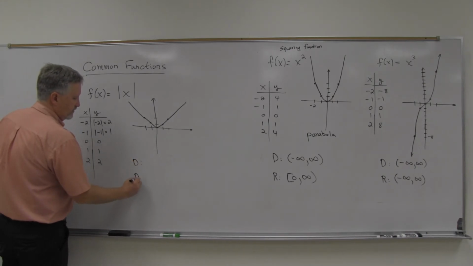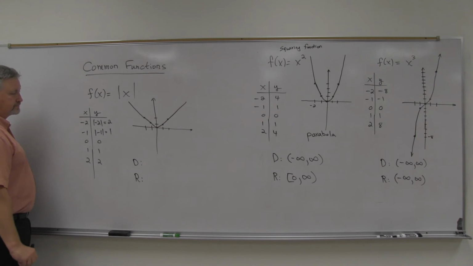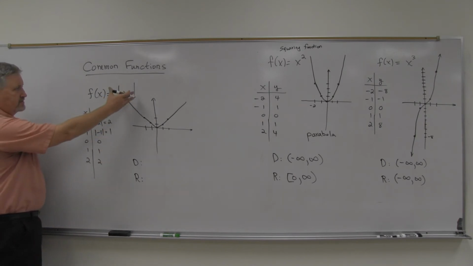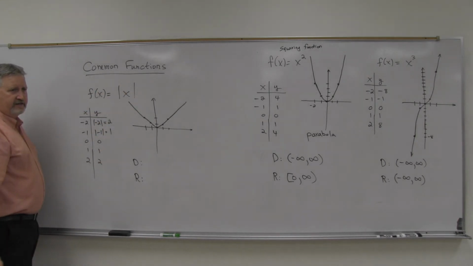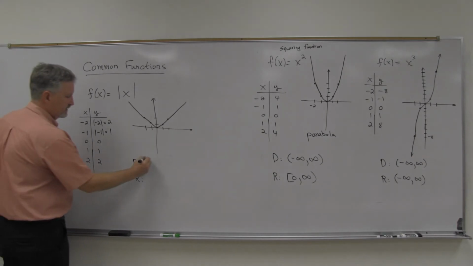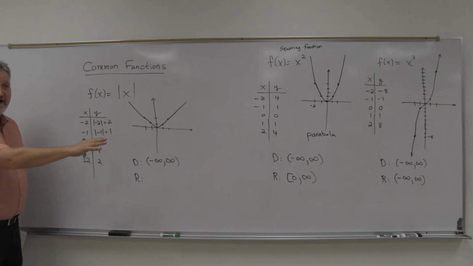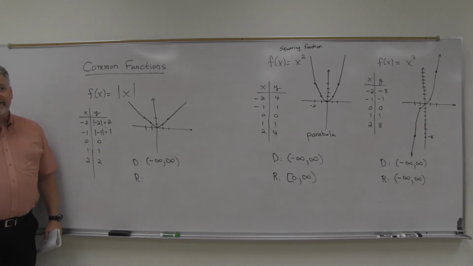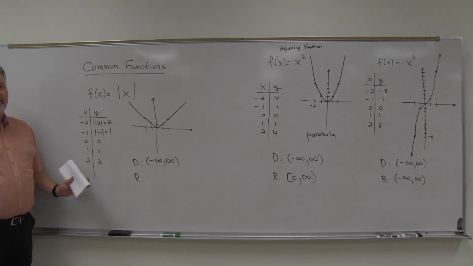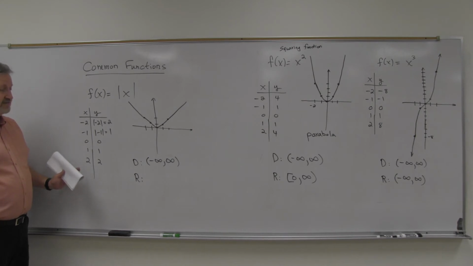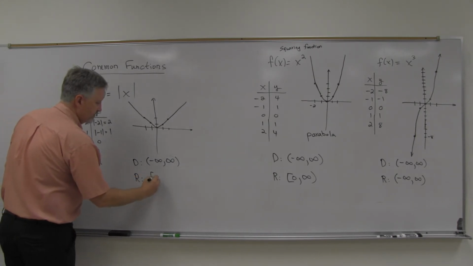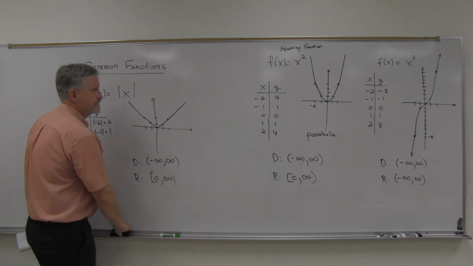And then the domain and range on that. Again, the absolute value isn't going to limit what x can be. x can be anything, still negative infinity to positive infinity. But looking at the graph or thinking about the equation, what y values do I get? Do I get anything negative? No. Nothing negative. It's all positive, besides 0. So again, the range is 0 to infinity. Is that okay?